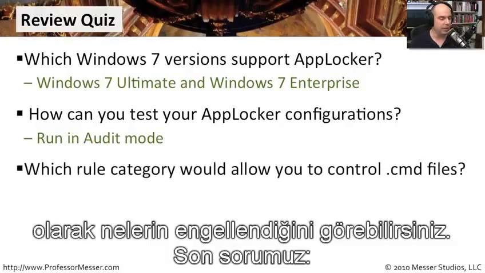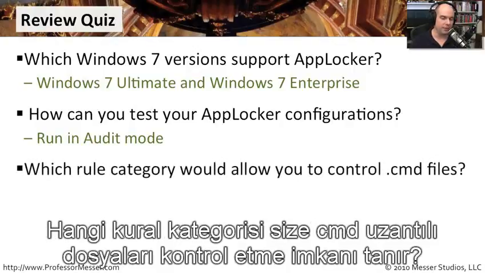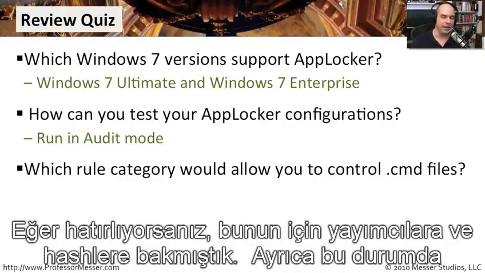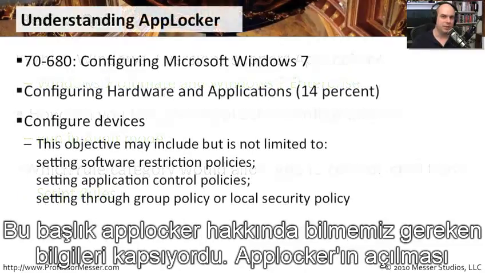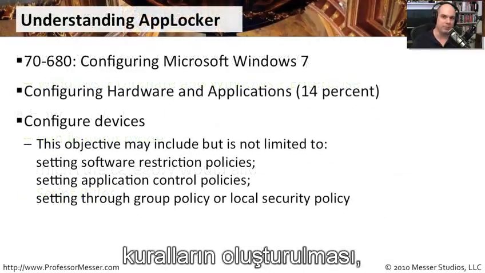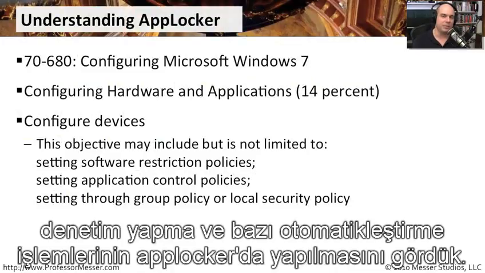And our last question: which rule category would allow you to control CMD files? If you recall, we were looking at publishers and hashes, and in this case, script rules can block those particular kinds of files from executing. That covers the information we needed to know about AppLocker: turning on AppLocker, creating rules, auditing, and doing some automation of AppLocker.